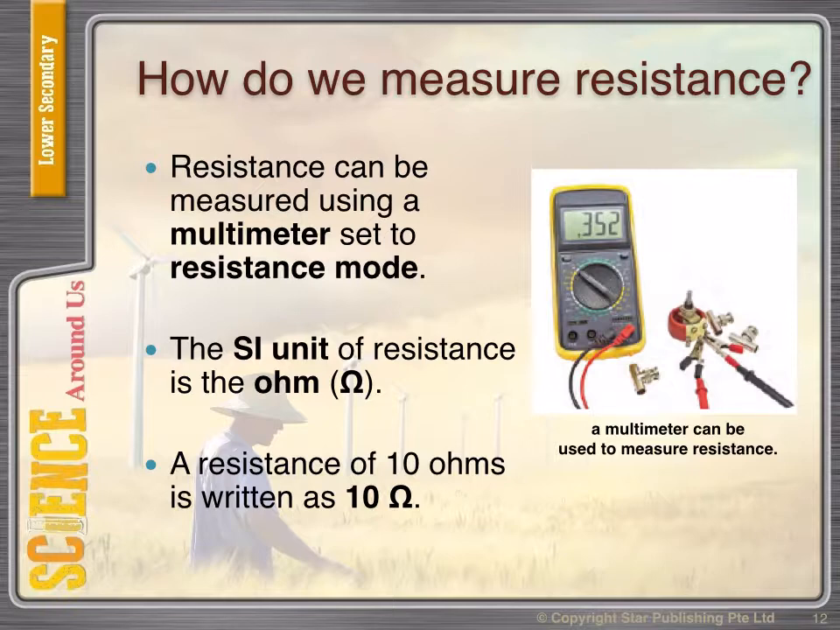So there are actually two methods. One is you can use a multimeter. In this case, it's a digital multimeter, or you can use an analog multimeter. The SI unit for resistance is ohm, represented by a cap, the omega symbol. If I say this component has a resistance of 10 ohm, it's written as 10 with the omega symbol. So where do we use resistors?